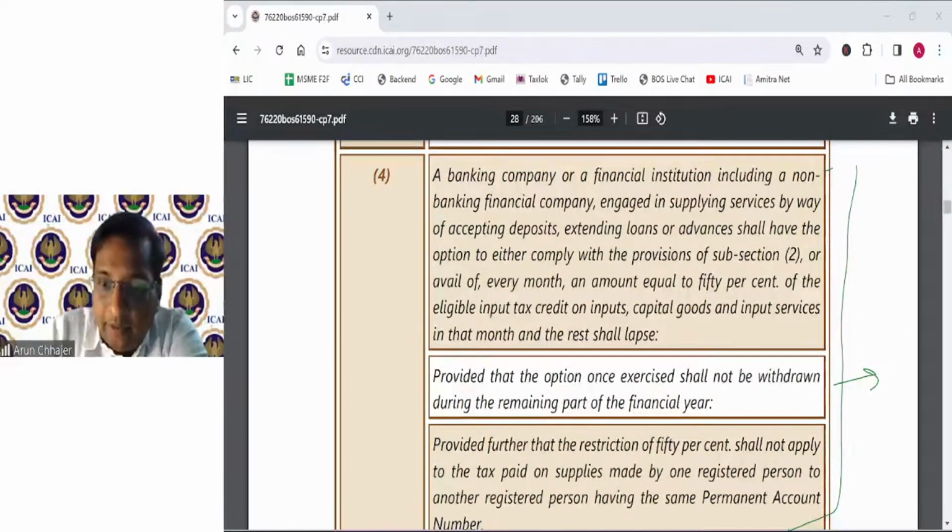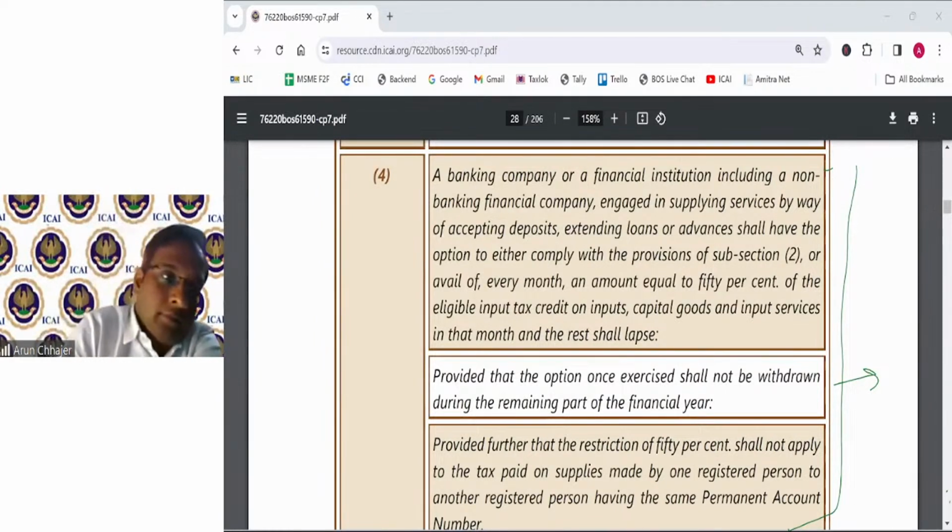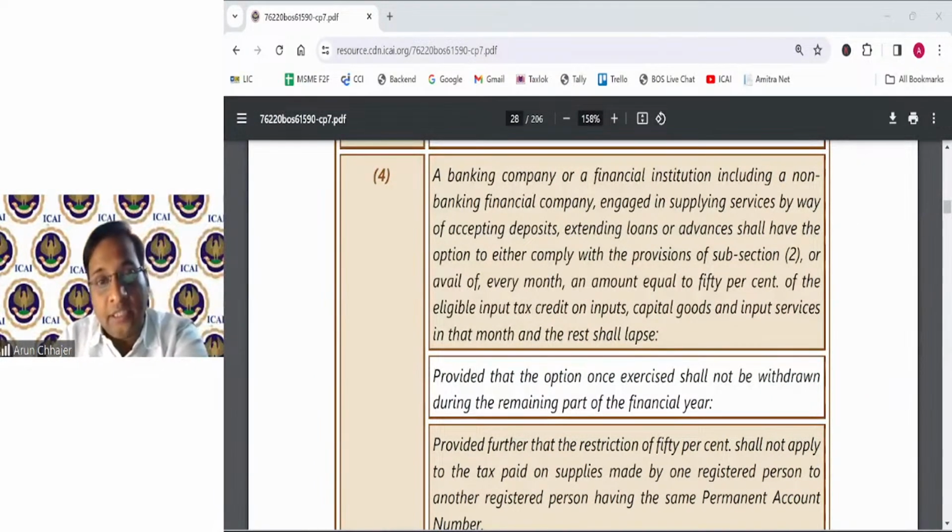You have to tell me the amount. How much ITC they need to reverse out of rupees 2 lakh.